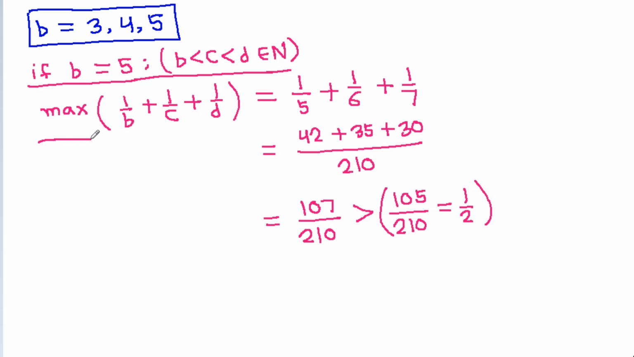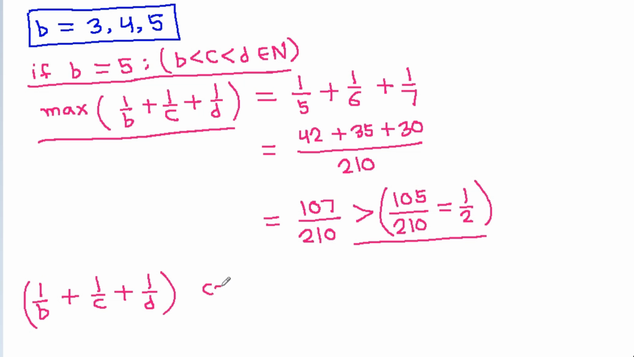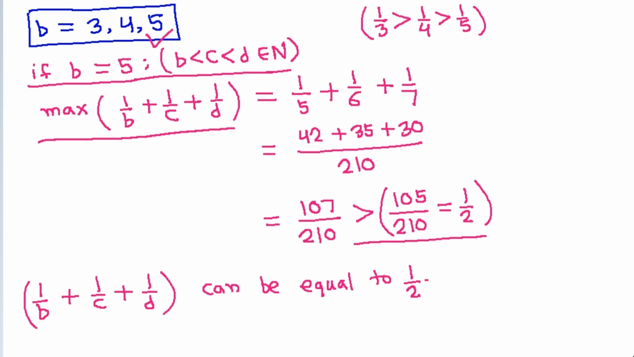So the maximum value of 1 by b plus 1 by c plus 1 by d is greater than 1 by 2. That means 1 by b plus 1 by c plus 1 by d can be equal to 1 by 2. So b can be 5, and 1 by 3 is greater than 1 by 4 is greater than 1 by 5, and at b equal to 5, the maximum value of 1 by b plus 1 by c plus 1 by d is greater than 1 by 2. So b can be 4 also, and b can be 3 also.